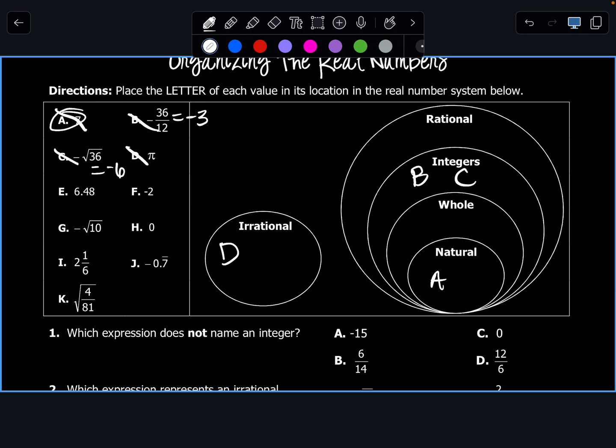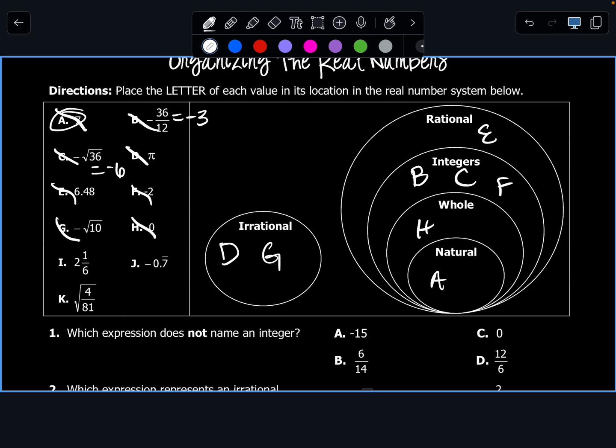Pi. Irrational. 6.48. Rational. It's an ending decimal. Negative 2. Integer. Negative root 10. Irrational. Do 2 of the same numbers multiply to give you 10? Nope. Okay, 0. Whole. That's the only one that's ever going to go in there, right?